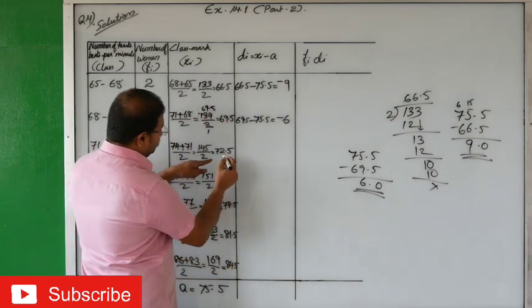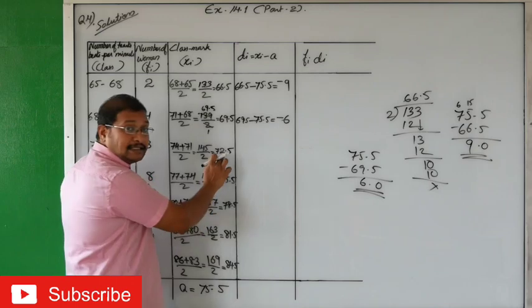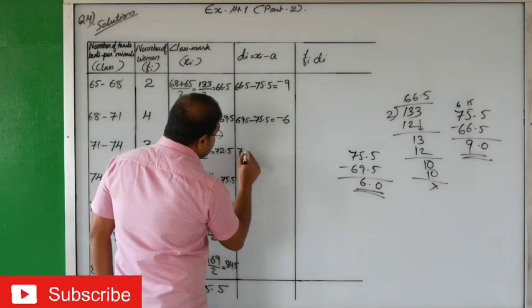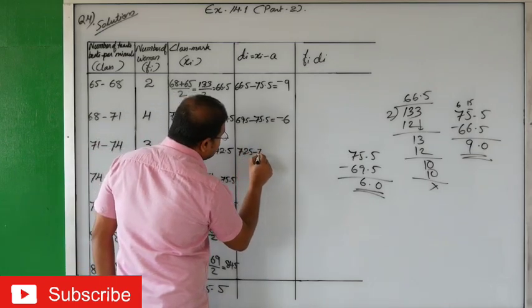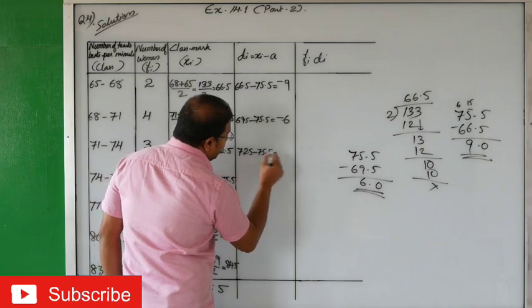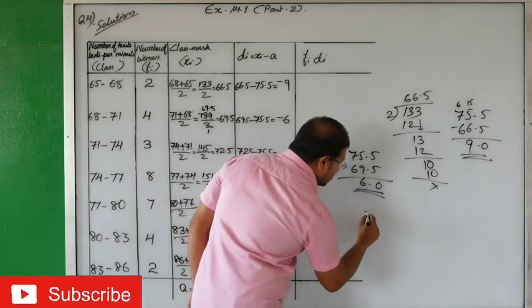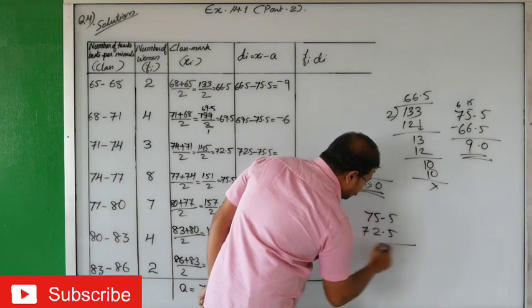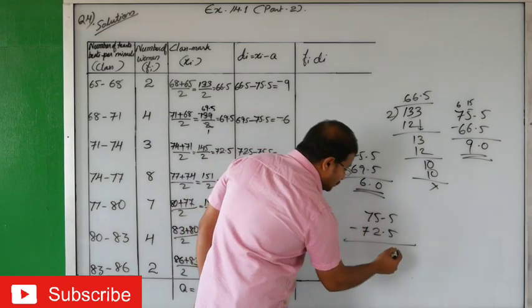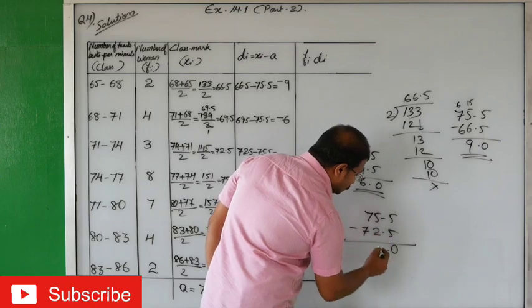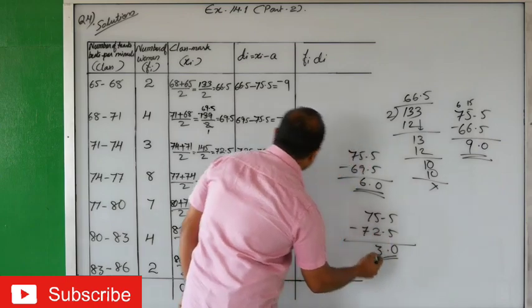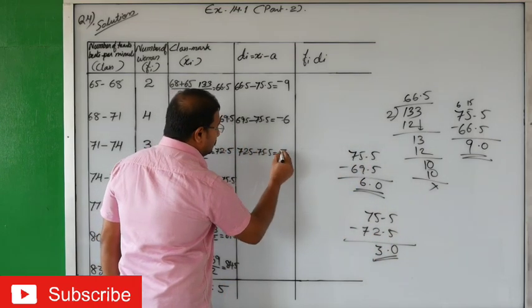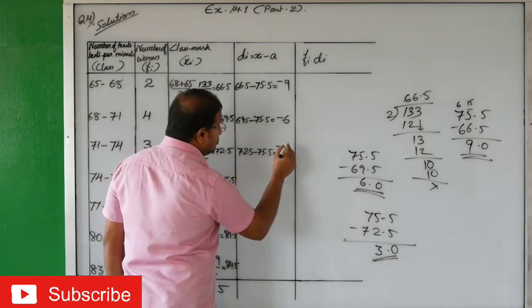Ready? Next step. Xi minus A. Xi is 72.5. That means 72.5 minus 75.5 equals. Ready? 75.5 minus 72.5. We'll minus it. 5 minus 5, 0. 5 minus 2, 3. That means we'll get 3. Of course, we know that the bigger number is minus, so the answer is minus 3.